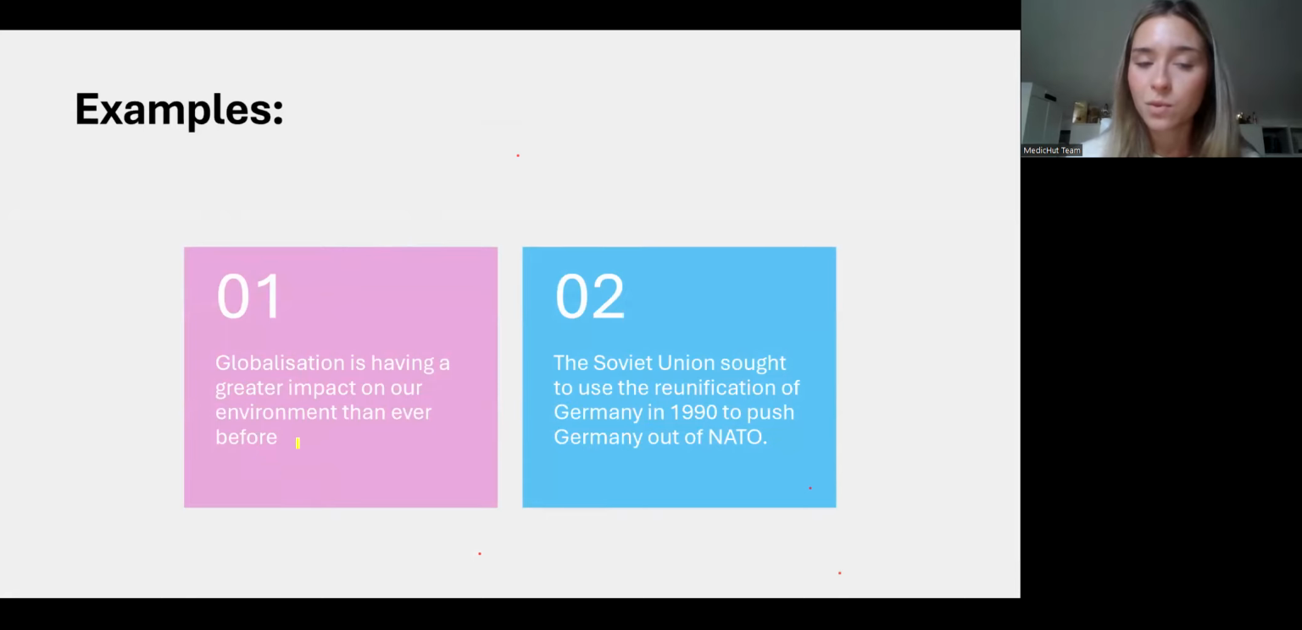So obviously for this one, you would want to find a keyword and then scan for it within the passage. Could you guys please put in the chat any keywords that you think you would scan for from this first sentence here, from this first example? Yeah, good. Globalization and environment are definitely really, really good ones.